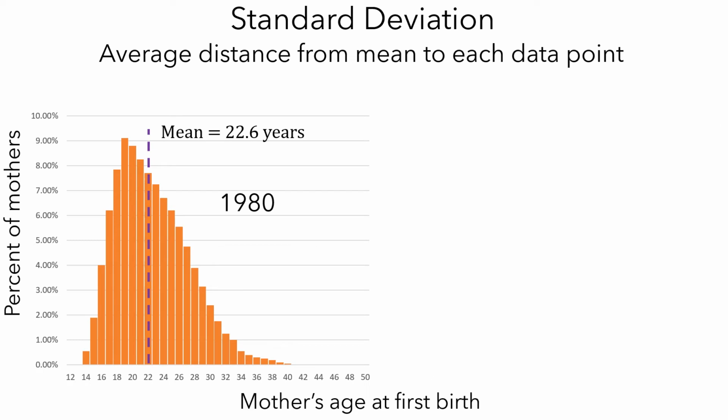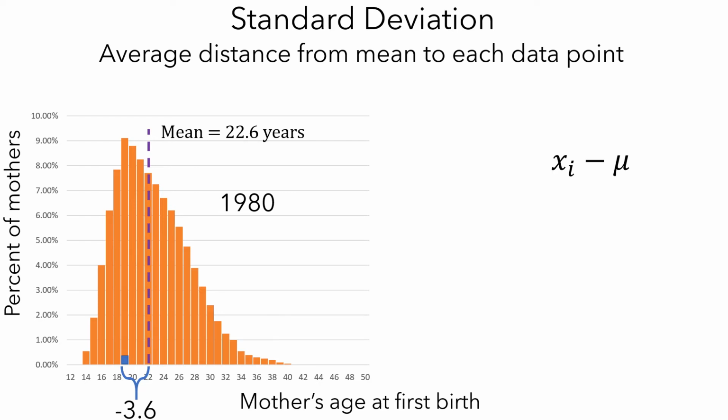The value of each data point is written as x sub i. For example, here is one mother who had her first child at age 19, so 19 is a value of x sub i. Then we subtract the value of the mean, which is written using the Greek letter mu, to find the distance from the data point to the mean. For example, when we subtract 19 minus 22.6, we get negative 3.6. This negative 3.6 is called the deviation from the mean.